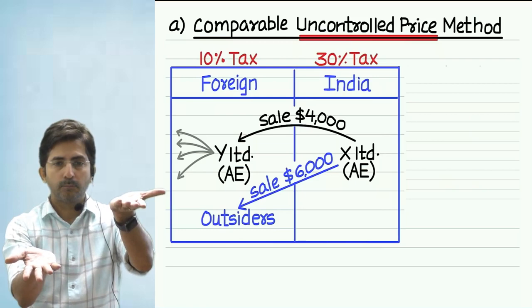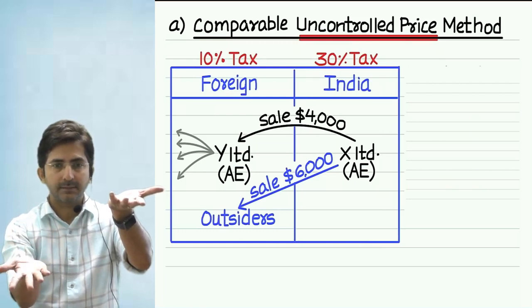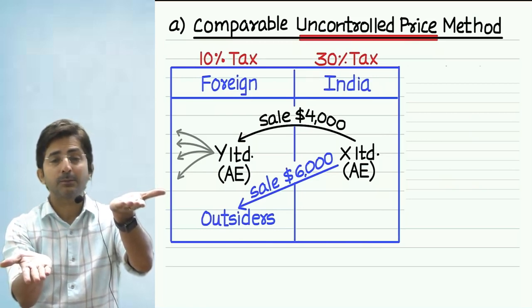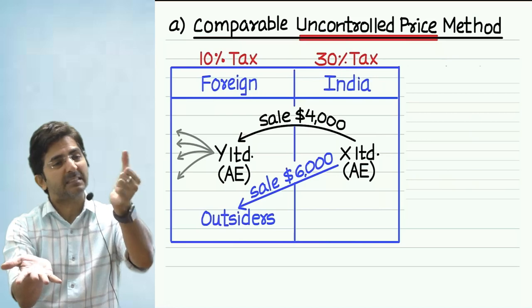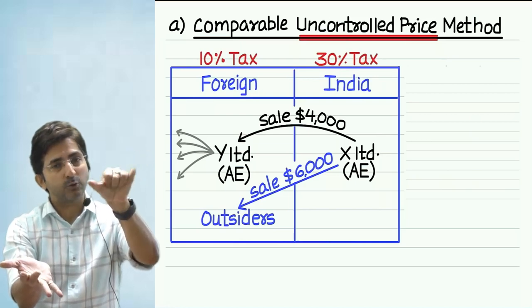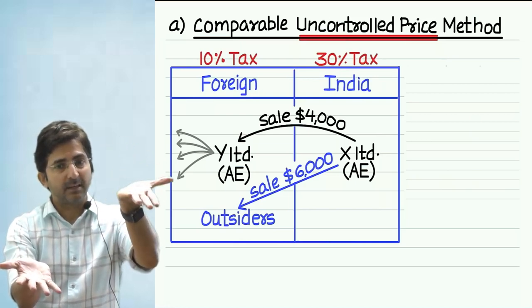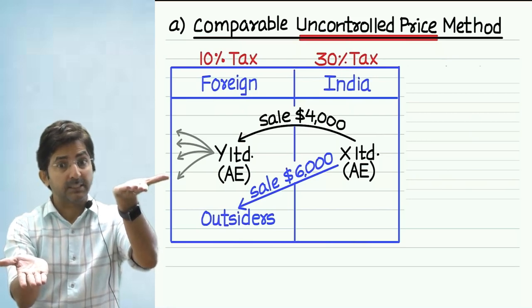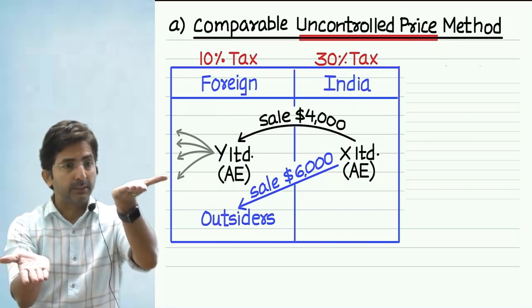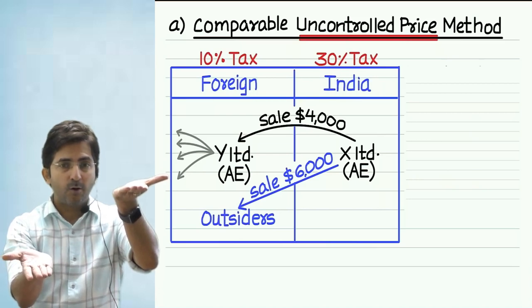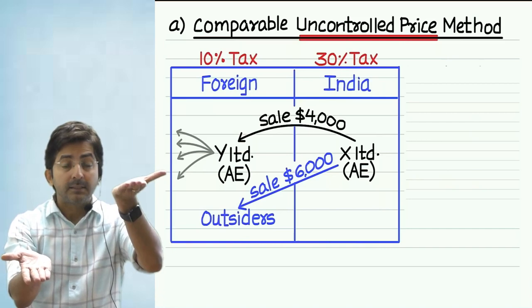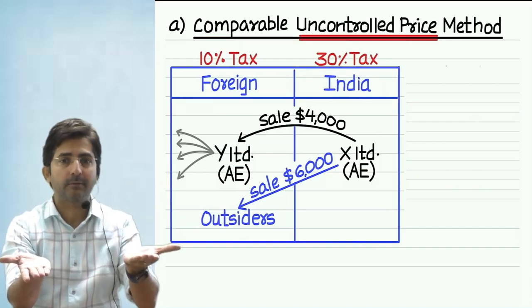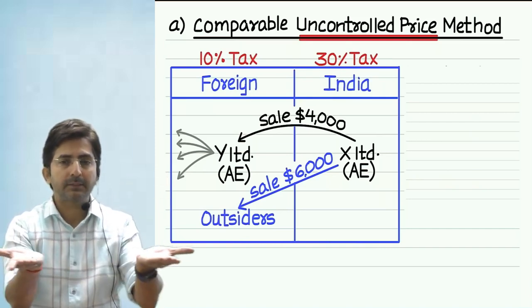So now what to do? Should I touch this price? You should not touch this price. What is the name of the method? Comparable uncontrolled. This is the uncontrolled price. I hope you understand. What should I do? This is the uncontrolled price, so we need to adjust this. So tell me, what should I do so that both will come at par? Obviously, I have to reduce this. What is this amount? $6,000. I have to reduce it so that it becomes at par.